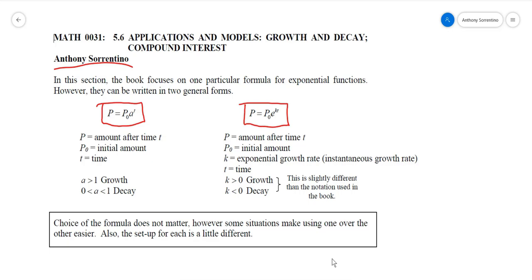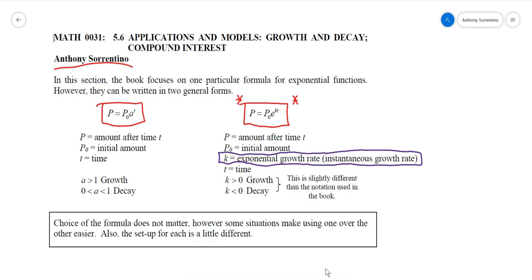The book kind of focuses on this one a lot, and the reason being is that it's the one that's most often used in calculus. The difficulty with it is that the way that the textbook has you address this one is a little sketchy. And that's because what they define this to be is the exponential growth rate and instantaneous growth rate.